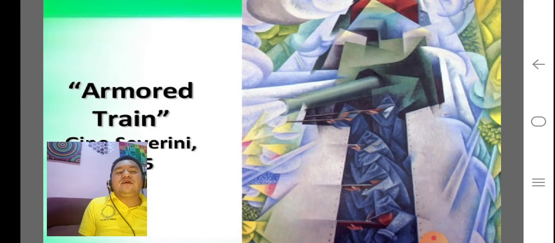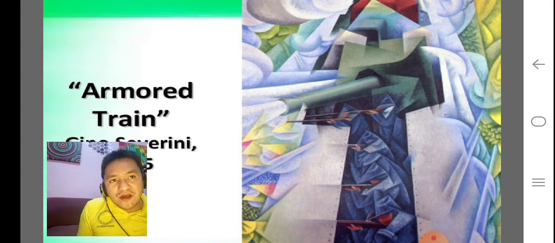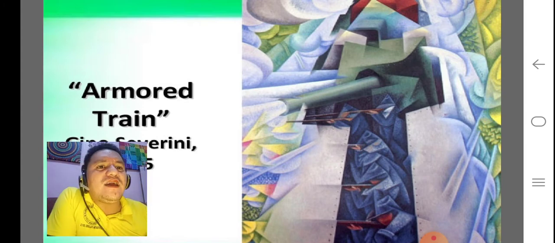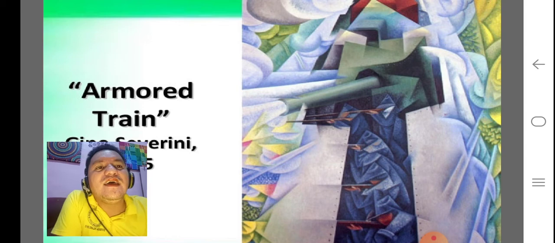Next, ito, another example of futurism, armored train. But if you're going to look at it, where is the train? How can I identify the train here? Okay? It's the artist who's going to explain it.